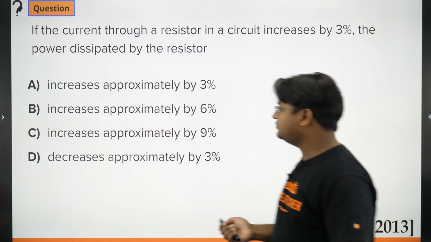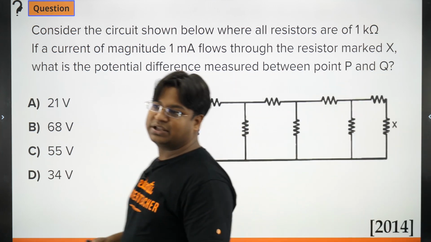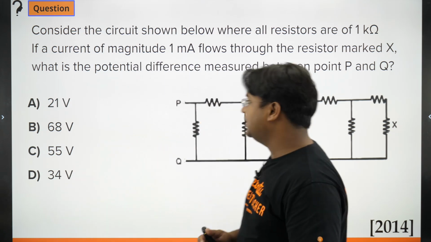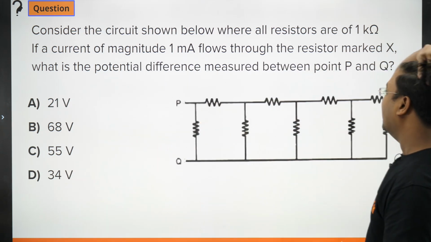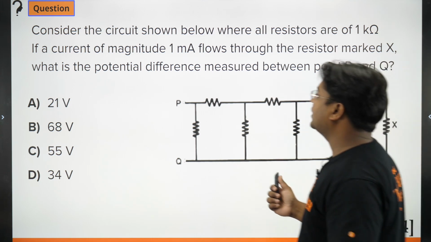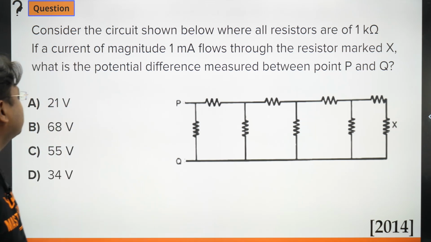Alright, so now we have a question like this. Okay guys, again this is a previous year question, it came in 2014. Let's see what this question says. Consider the circuit shown below where all the resistances are 1 kilo ohm. If a current of magnitude 1 milliampere flows through the resistance marked 6, what is the potential difference?